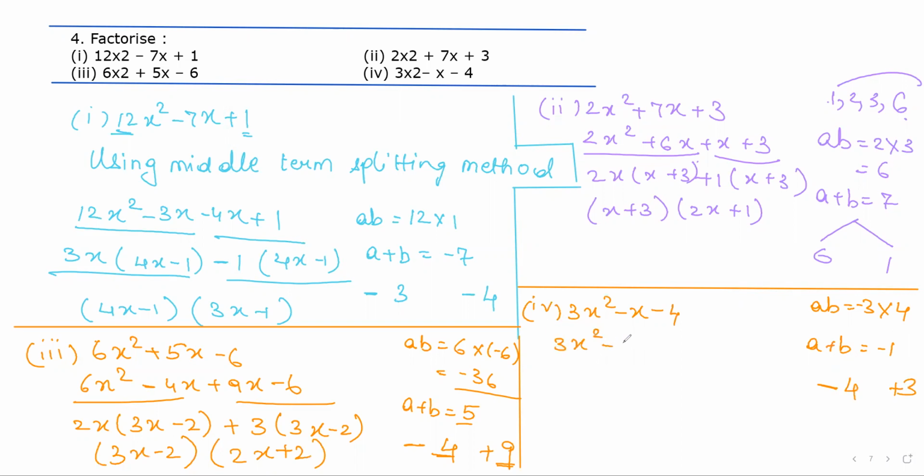So 3x squared minus 4x plus 3x minus 4. Taking 3x common, you're left with x plus 1. Taking minus 4 common, you're left with x plus 1. So the factors are 3x minus 4 into x plus 1.